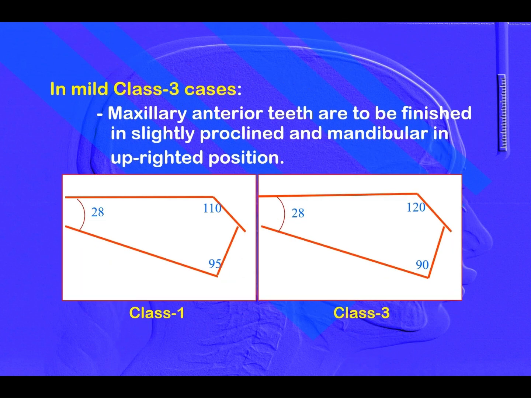In mild to moderate class 3 skeletal malocclusions, maxillary anterior teeth are finished in slightly proclined and mandibular anterior teeth in a slightly upright position. This is a typical dentoalveolar compensation done in camouflage treatment of mild class 3 malocclusion cases. However, when any pre-adjusted edgewise appliance is used for the treatment, then it may become difficult to adjust such compensations.